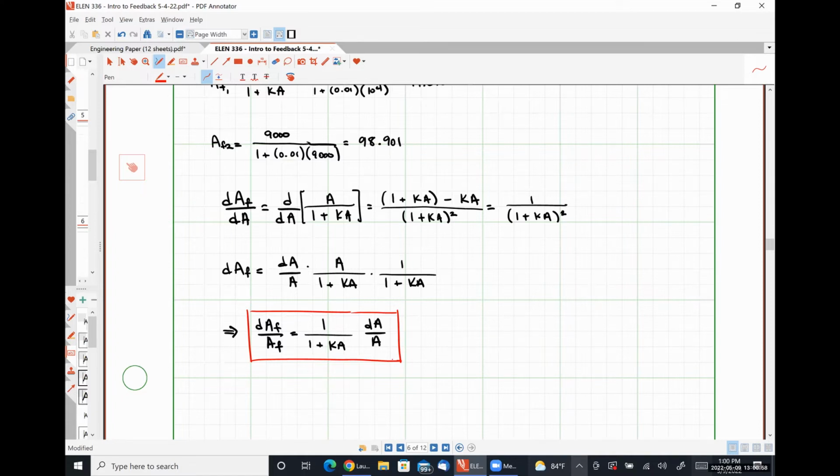dA over A is the fractional or percent change in the open loop gain. So this statement says that the fractional change in the closed loop gain is simply the fractional change in the open loop gain divided by a factor of 1 plus KA. So this guy right here represents our gain desensitivity, because it tells us exactly how much smaller our change in closed loop gain will be due to a corresponding change in our open loop.